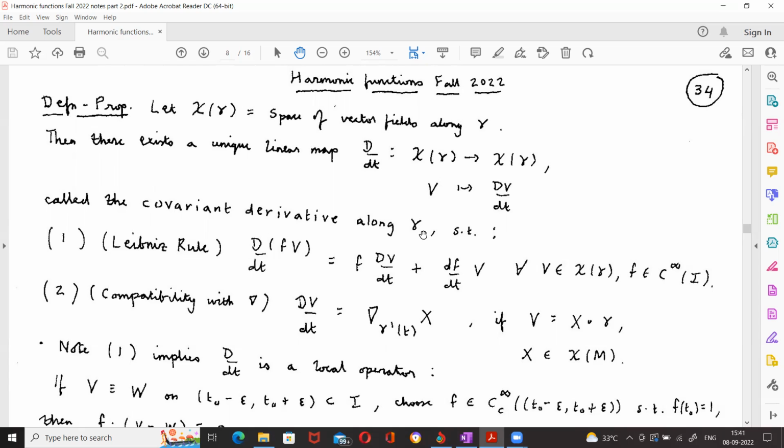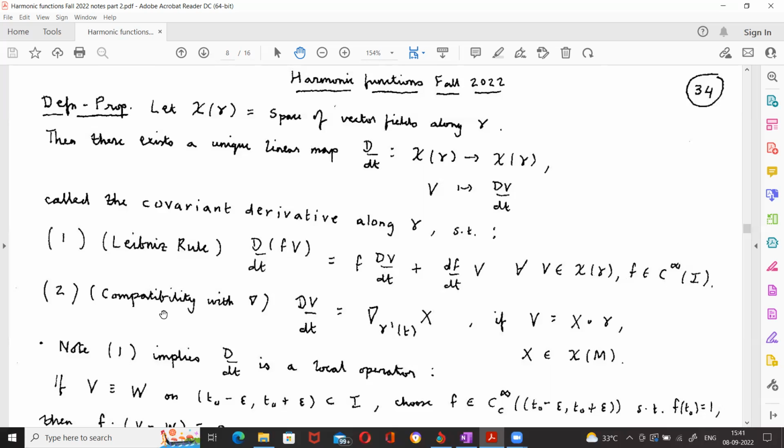It satisfies the following two rules. One is the Leibniz rule: capital D sub dt of f times V is f DV/dt plus df/dt times V, where f here is a function on the interval I. So if I have a vector field along gamma, then I can multiply it by a real valued function on the interval I. What I require is that for all vector fields V along gamma and functions f on I, we have this Leibniz rule.